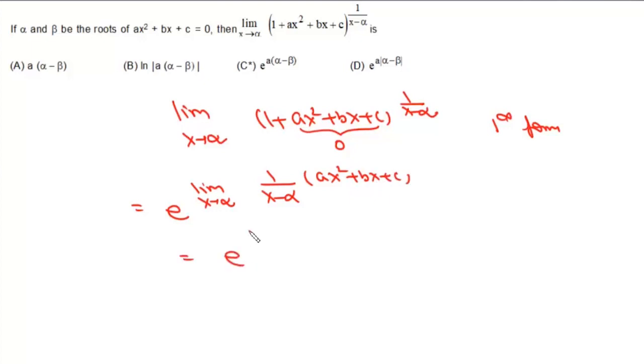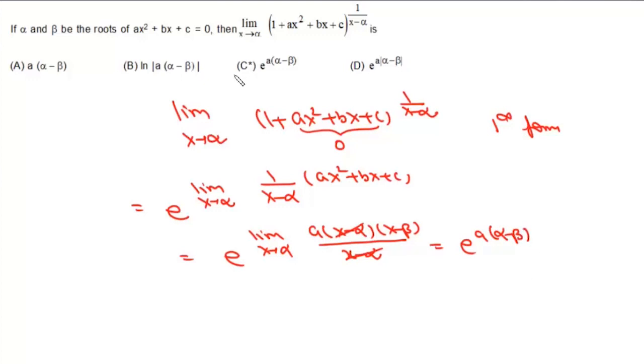Now we know that we can write this quadratic equation in factorized form. So we can write this as a into (x minus alpha) into (x minus beta) upon (x minus alpha). Now x minus alpha will cancel. Now we'll put x as alpha, so it will be e to the power a(alpha minus beta), and that's your option C.